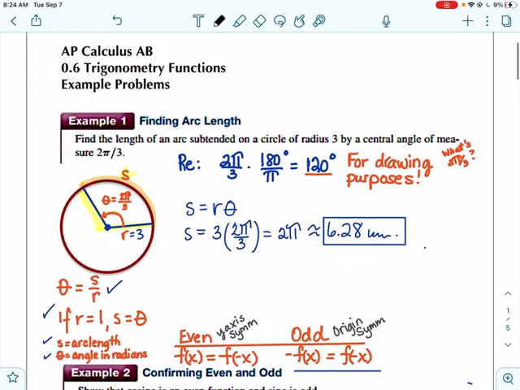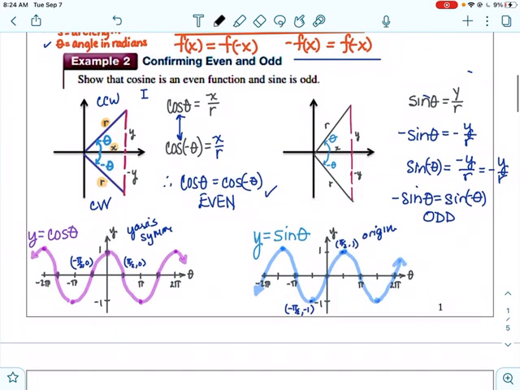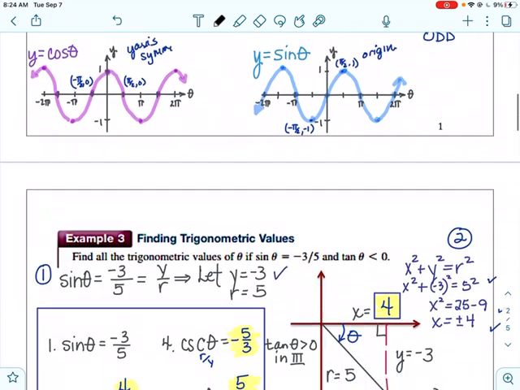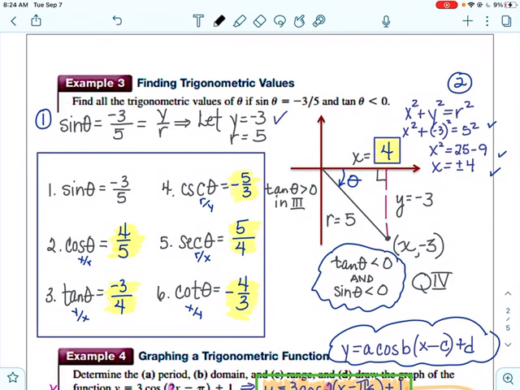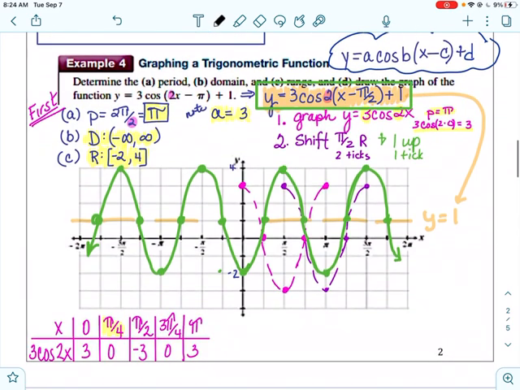Okay, we're back for part 2 of point 6, trigonometric function example problems. In the previous video, we went through example 1, finding arc length. Example 2, confirming that cosine and sine are even and odd, respectively. Example 3, finding trigonometric values given one value, in this case the sine and tangent being less than 0. Example 4, graphing a trigonometric function with translations.